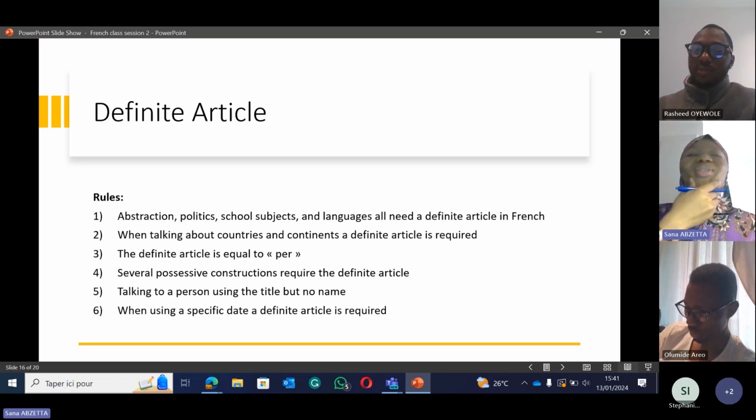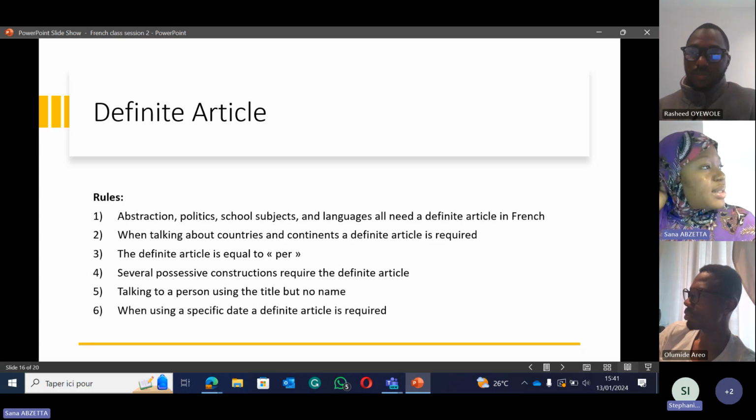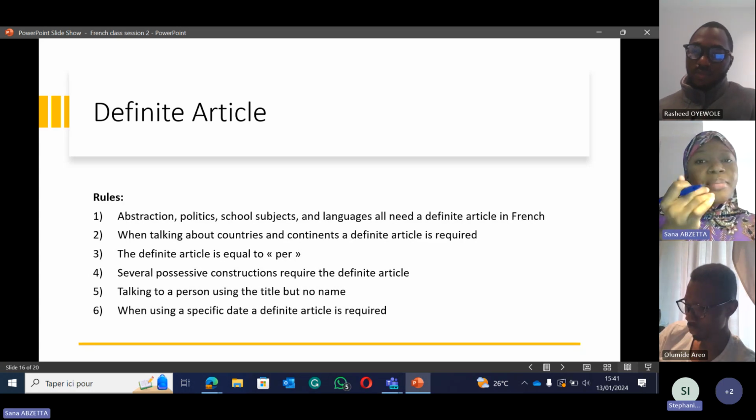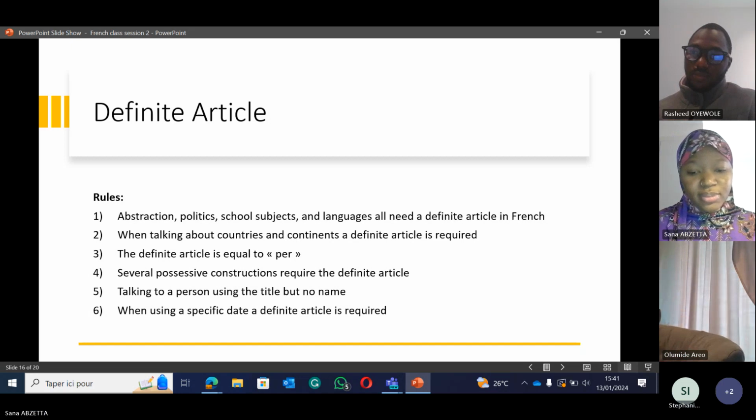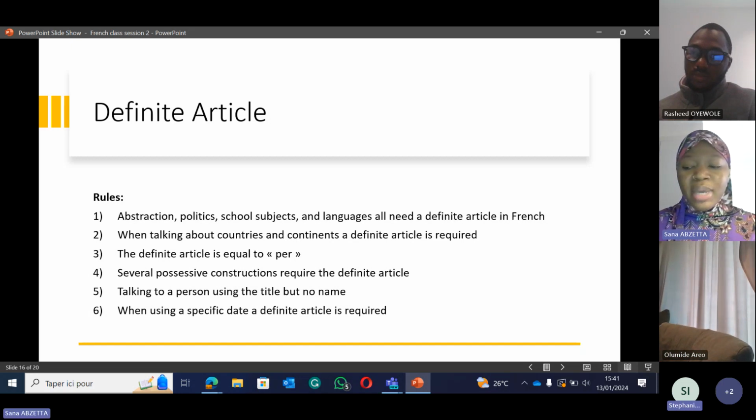Also, the definite article is used to replace per. For example, if you go to the market and you ask the price of tomato or onion, they will tell you that it's like 2 dirhams per kilo. In French, it means 3 dirhams le kilo. The le replaces per. Okay?